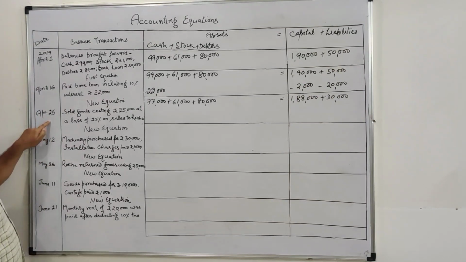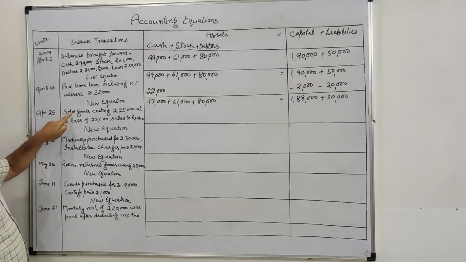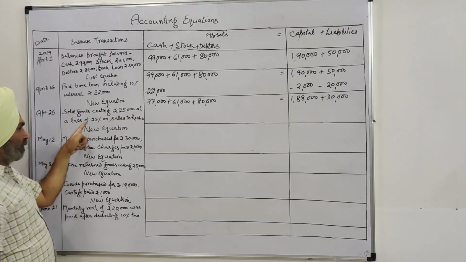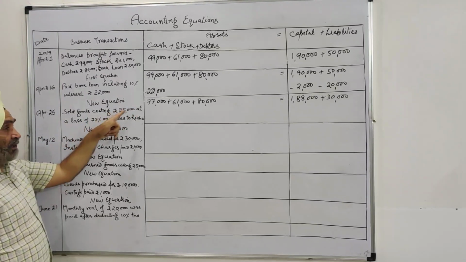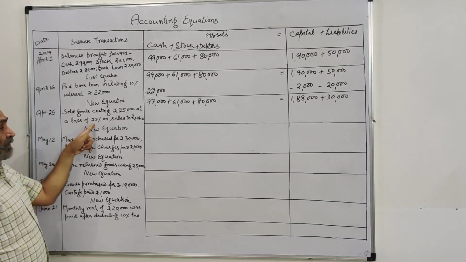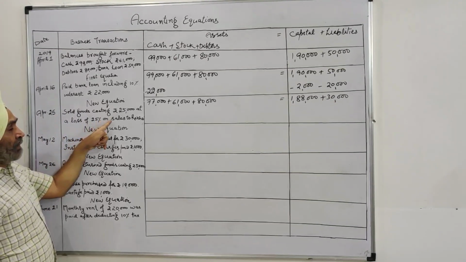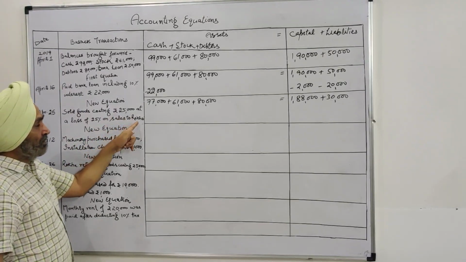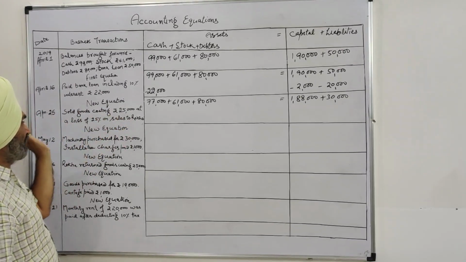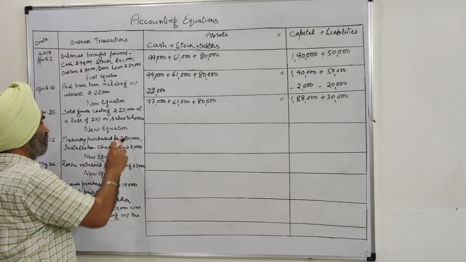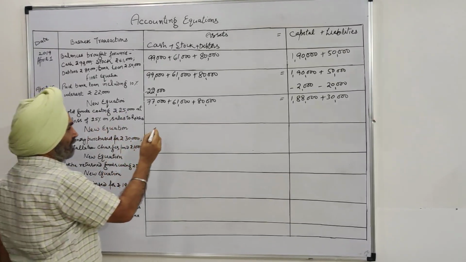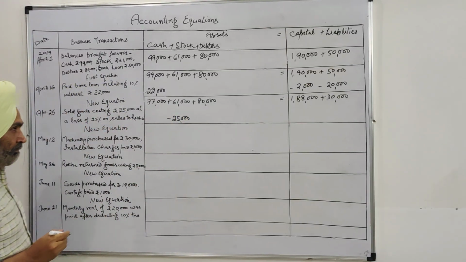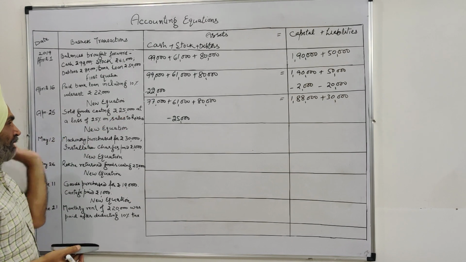Now the next item, April 25th, sold goods costing rupees 25,000 at a loss of 25%. But 25% of what? 25% on sale. To Rekha. To Rekha means on credit. So on credit we are selling the goods costing rupees 25,000. So costing 25,000 we are selling, our stock will reduce by 25,000.